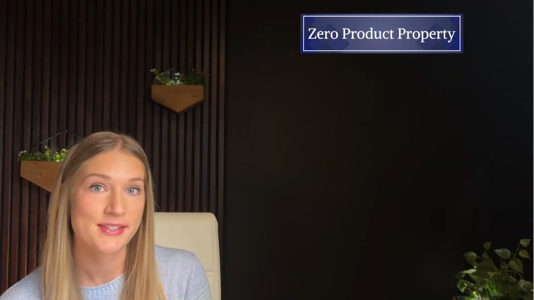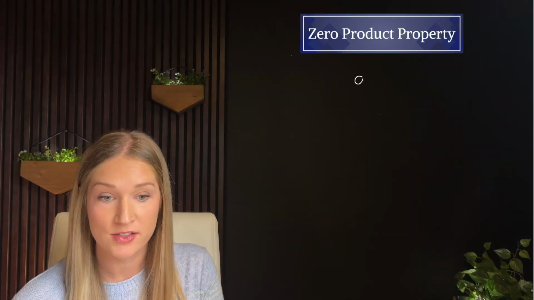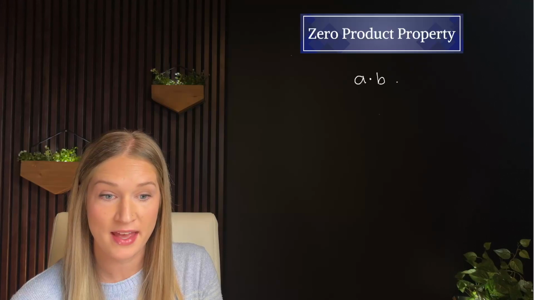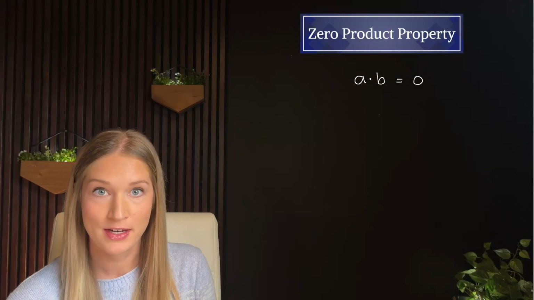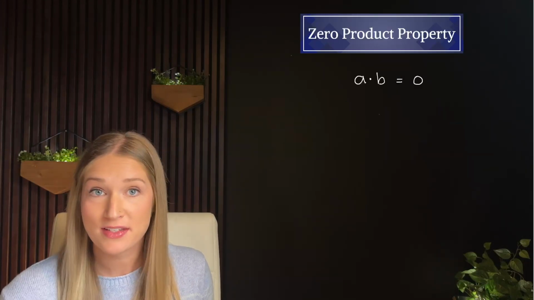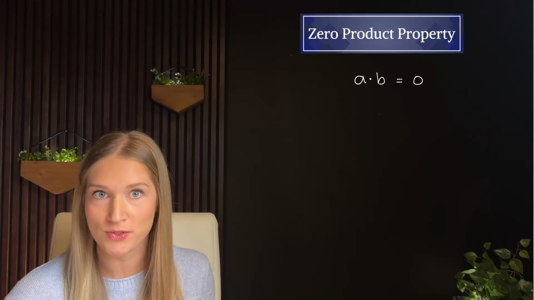Let's talk about the zero product property. This property is extremely important in algebra. What it says is if you have a product, let's just say A times B, and that product is 0, then one of those two things has to be 0 in order for your solution to be 0.